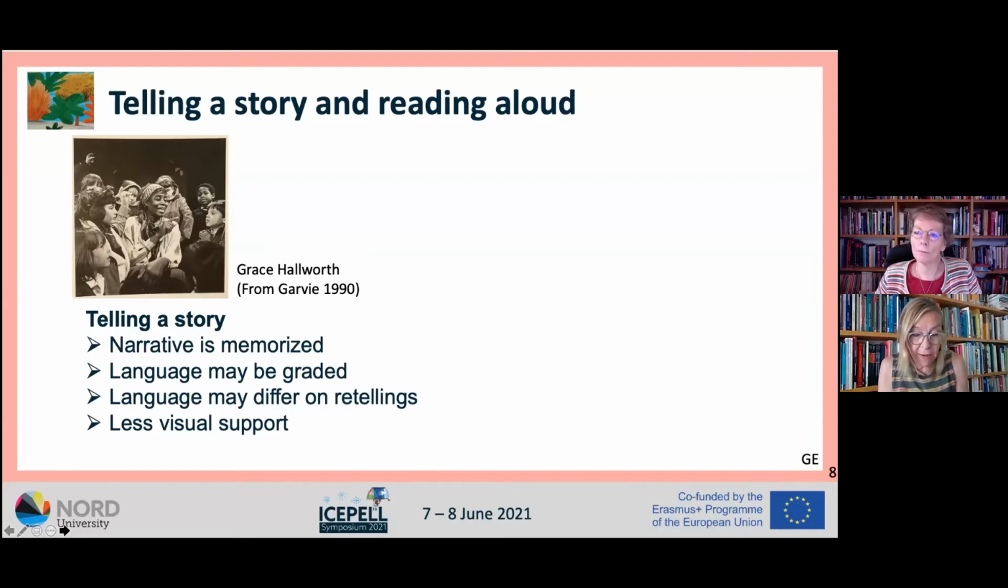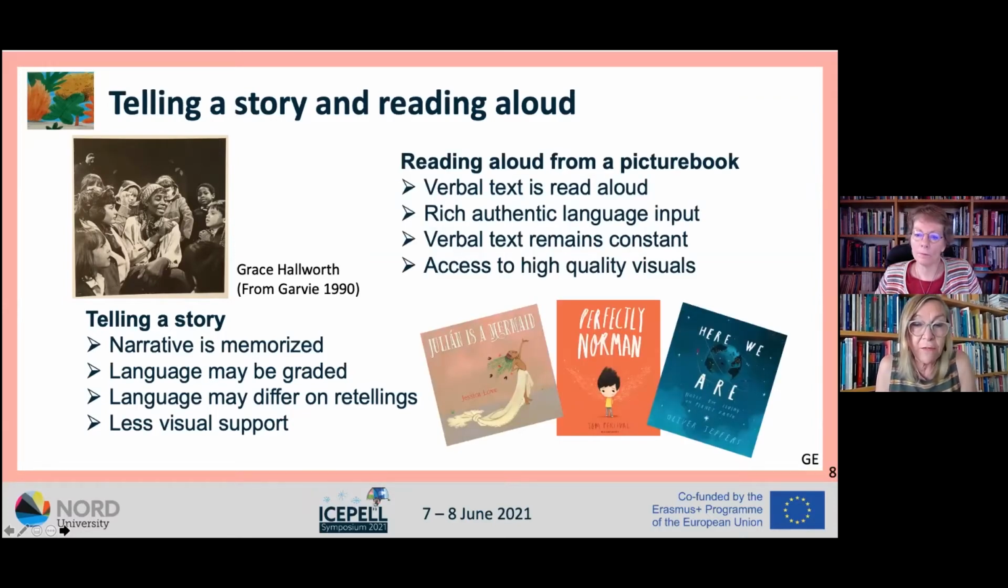So when reading from a picture book, the teacher reads the verbal text aloud, which is linked to the physical object of the picture book. The children are exposed to rich, authentic language, which has not been sequenced or graded. During repeated readings, or when the child browses through the picture book, the words and pictures are always the same. So there is accurate and constant repetition of the verbal and visual texts. And the high quality visuals provide a focus which can help children to concentrate, as they support their understanding or challenge them to interpret meaning if they do not always synchronize with the words. The child, in our opinion, plays an interactive role, which we will talk about more later.